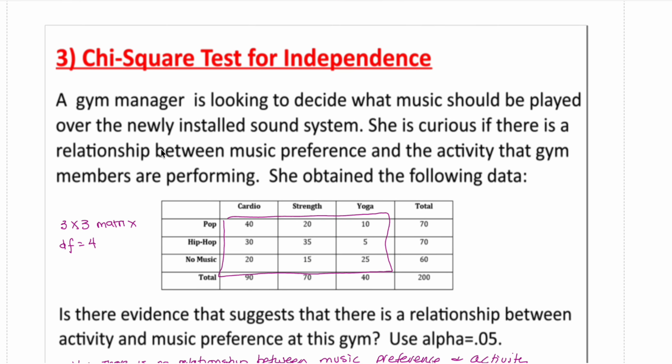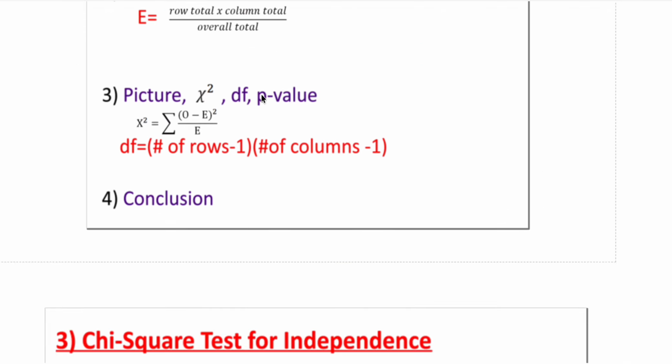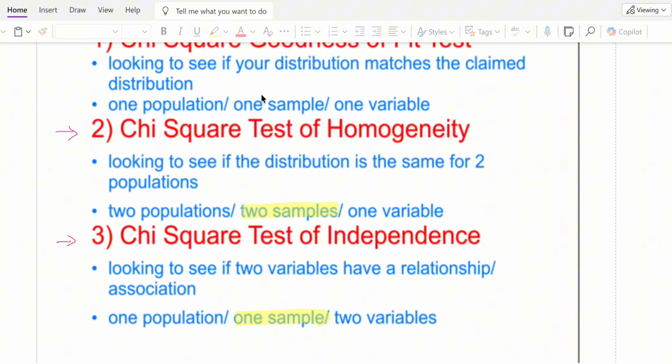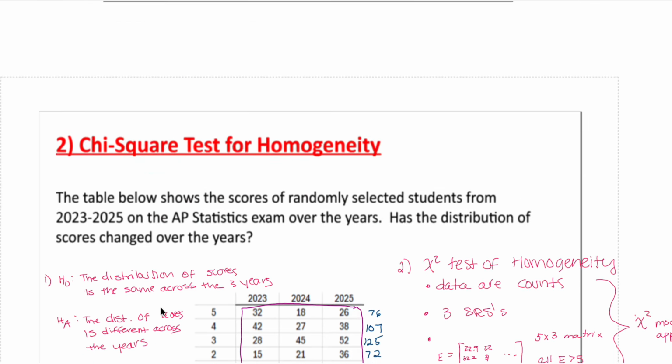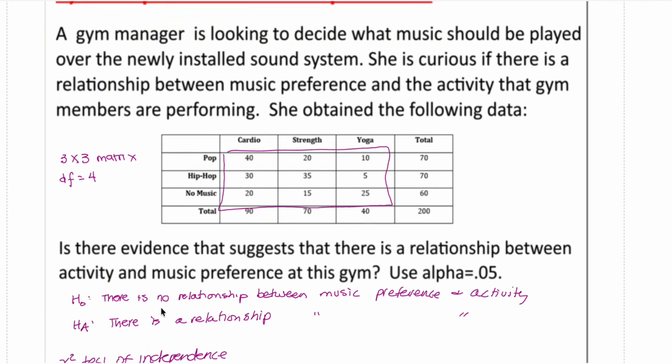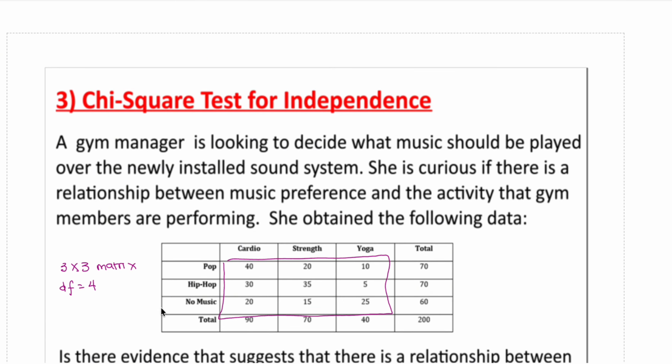So we know for the homogeneity, it is when we have 2 samples or 2 populations, but we only have 1 variable. But for the independence, if we want to go back and review our notes, is when we have 1 population, 1 sample, but 2 variables. So let's take a look at this question. Do we have 1 sample?